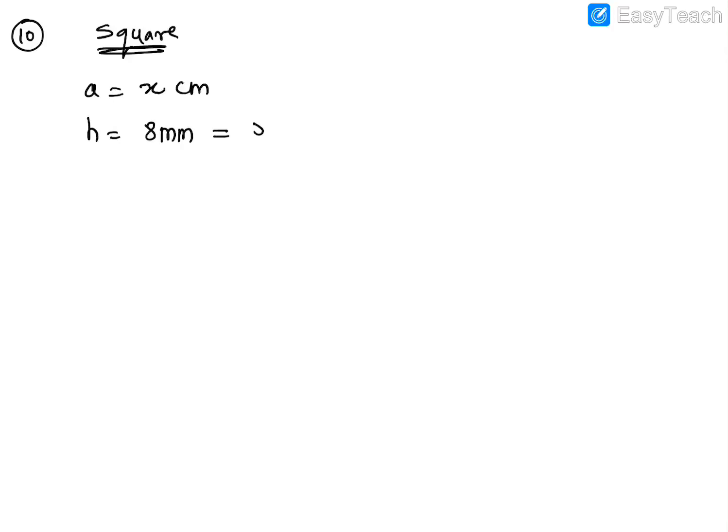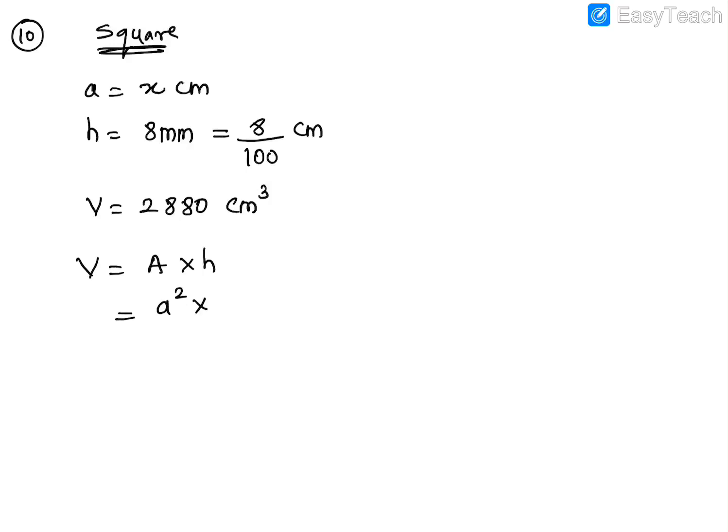So that becomes 8 upon 100 centimeter. Its volume is 2880 centimeter cube. Volume is equal to 2880 cm cube. Find the value of x. So it's quite simple problem. What's the formula for volume? Volume is equal to area into height. How will you find out the area? Side square, right? Because it's a square, the base, into height is equal to volume.